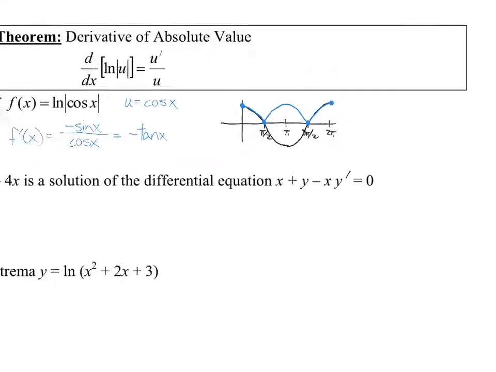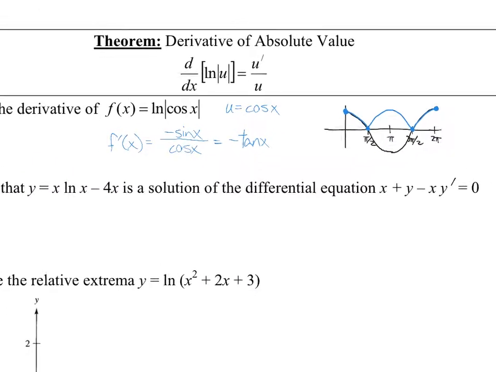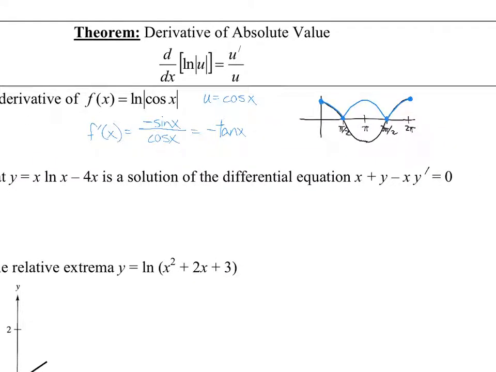Now why would we want to do that? To show that it is a solution. Okay, well, let's do that. If I did y prime, I'd have to use product rule, right? So it'd be 1 times ln x plus x times 1 over x minus 4, which is the derivative of 4x. So that'd give me ln x, this is 1, 1 minus 4 is a negative 3.